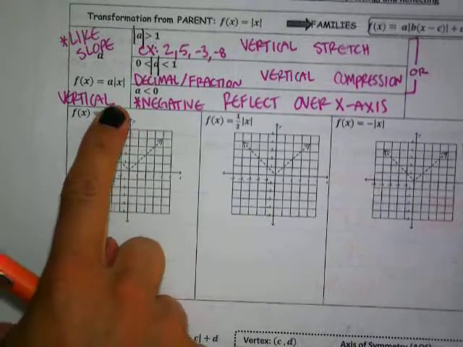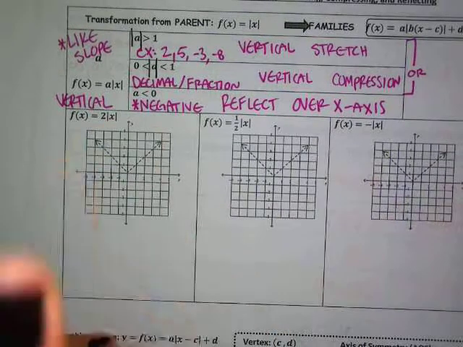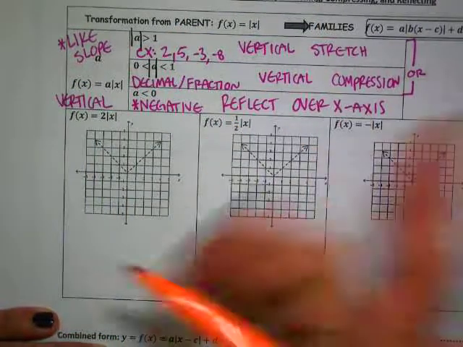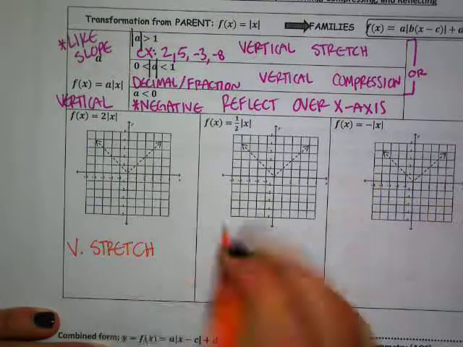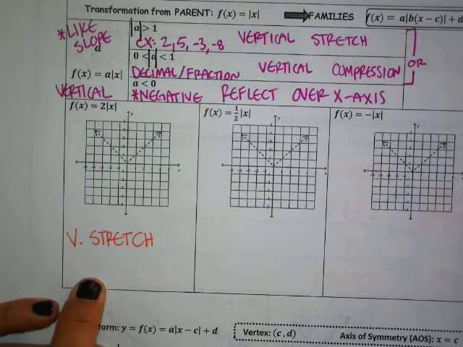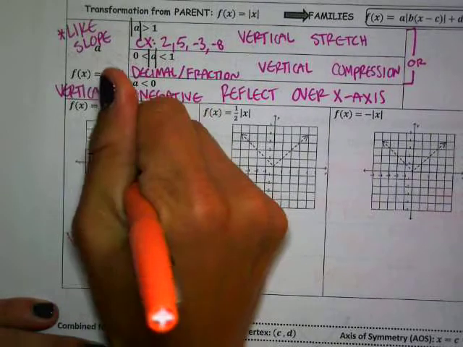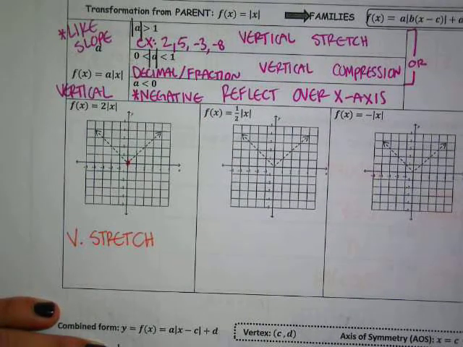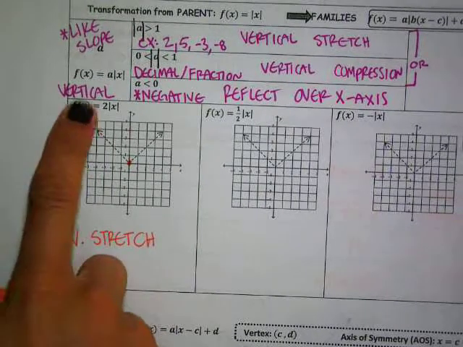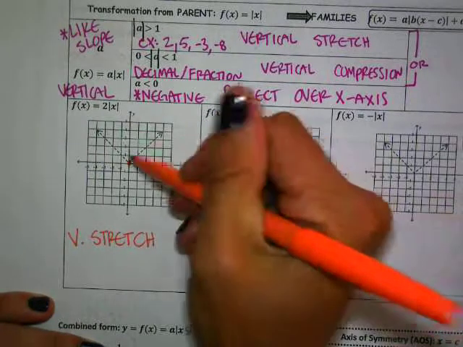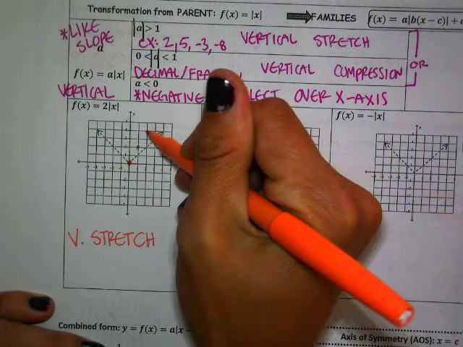All right. The 2. Is that bigger than 1? Yes. So is it going to be a stretch or a compression? A stretch. All right, so we are vertically going to stretch this graph. Now, because there's no C or D, I'm not shifting left or right or up or down any, so I'm still starting here at 0. And the 2, we're going to treat it like slope. So you are going to go up 2 and over 1.